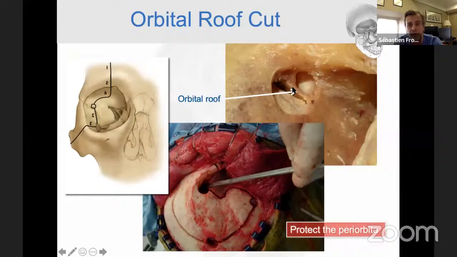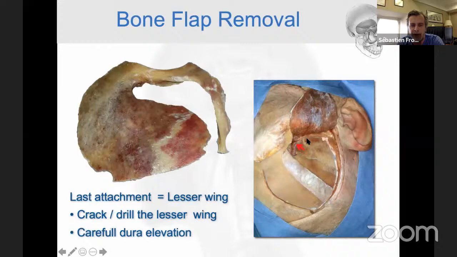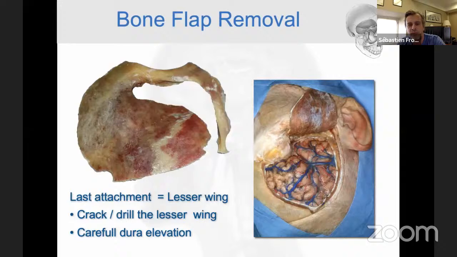I take some small chisel to cut the orbital roof in the same direction as the orbital rim here. And at some point it will break. The last attachment is the lesser wing of the sphenoid that you can drill a little bit and then you progressively crack it. You crack it and you progressively elevate the bone flap to have this type of exposure.